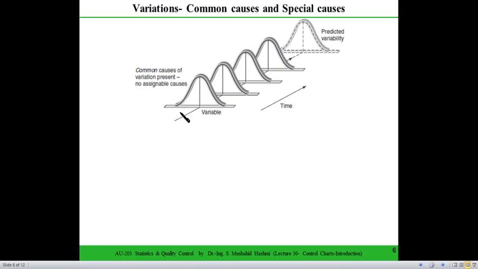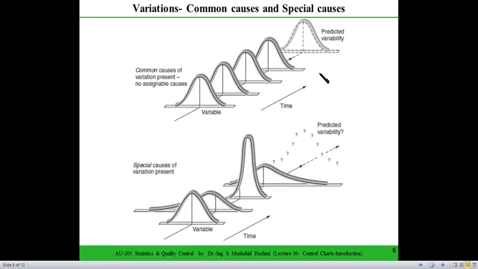Some values of the variable of interest are smaller, some are higher, and this is the central tendency. In future, variations can be predicted. So this is the essential feature of a common cause or random cause, where you can predict if the process follows the same behavior as it has been observing in the past. In the future also it is going to observe the same if the same randomness exists. So there is no assignable cause available for that variation.